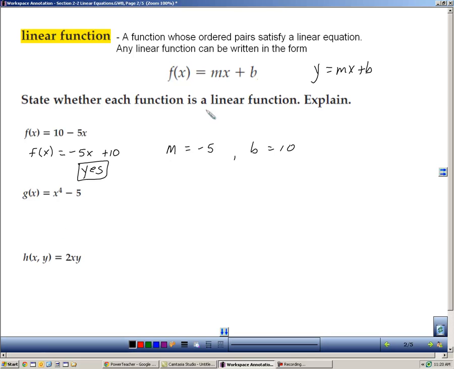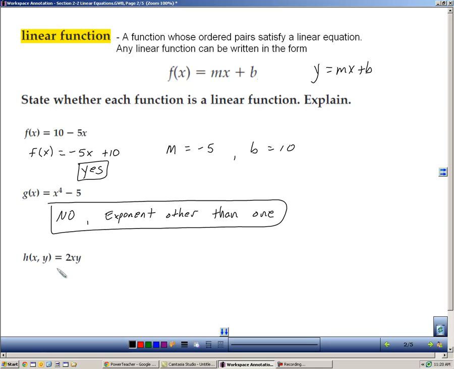This one looks like it's in the form. The only problem is it has an exponent of 4. So we would say that this is not a linear function, and it has an exponent other than 1. Our last one, it says equals 2x. Well, I don't see a plus b, which is not a problem. B could be a 0. But the more important thing is I'm multiplying by variables, and you can't do that. So this is not a linear function, because I have two variables that are multiplied together.